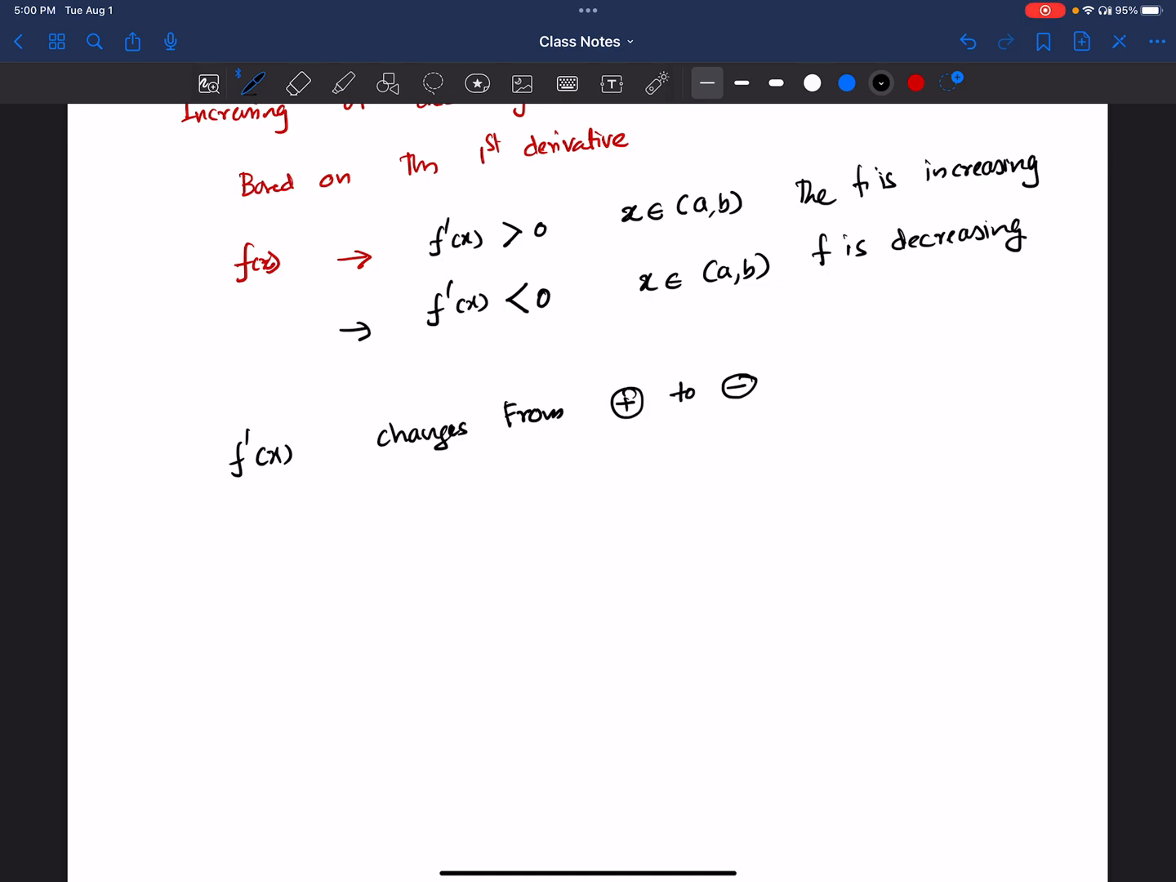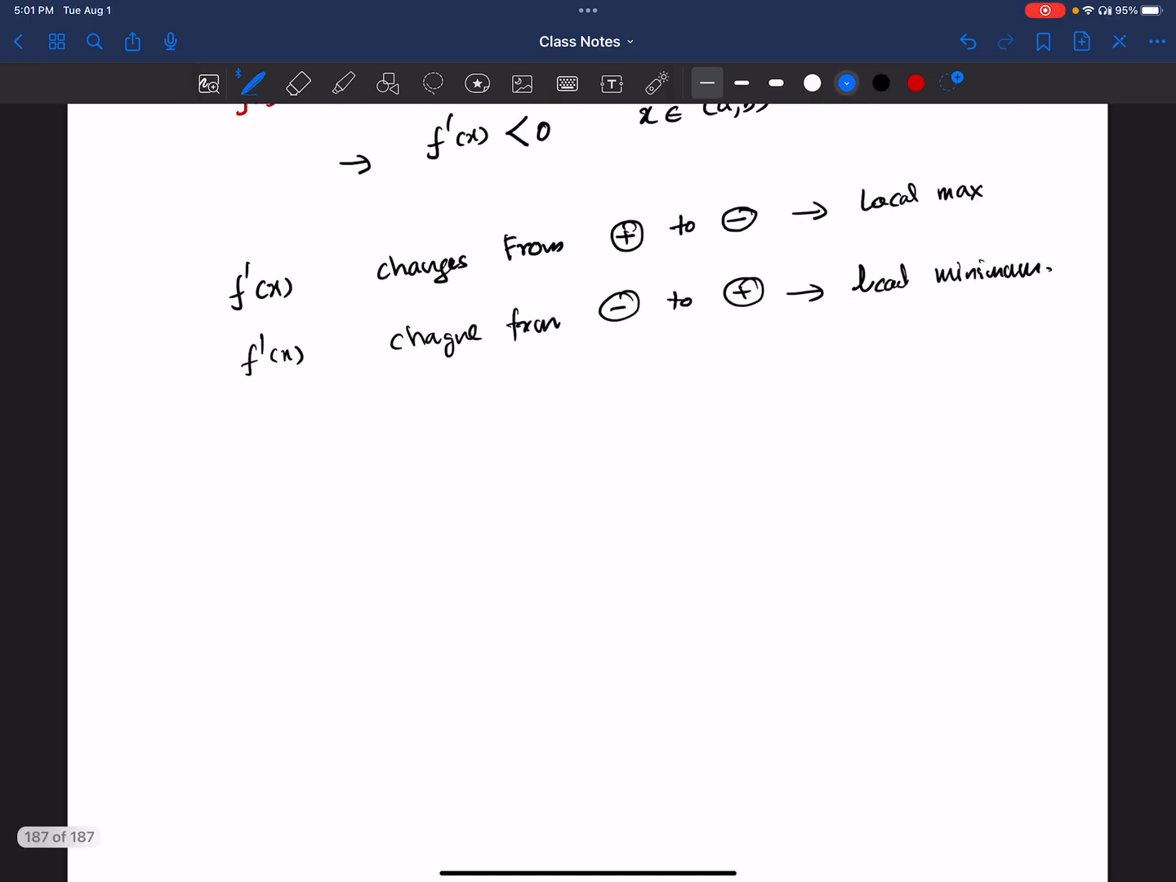If the sign changes from positive to negative, that's called a local maximum. If the sign of f prime of x changes from negative to positive, that's called a local minimum.